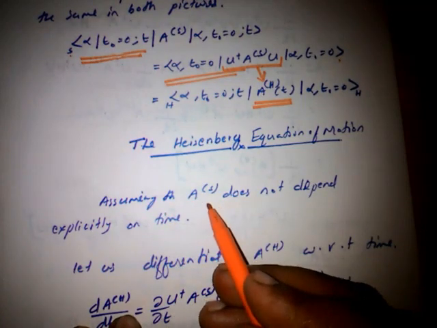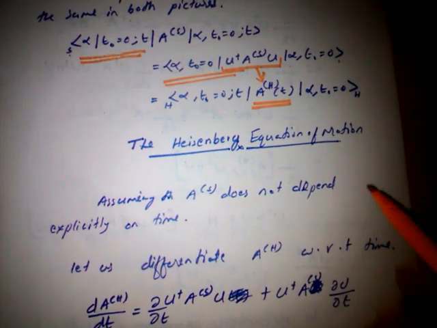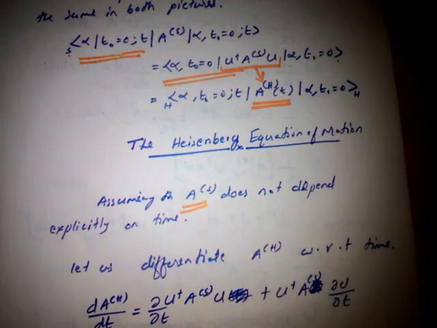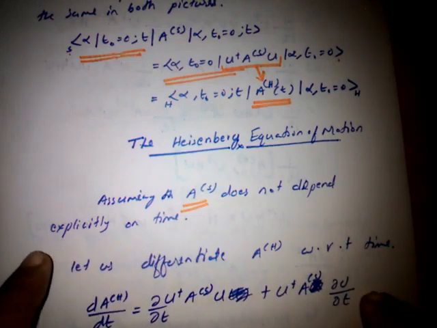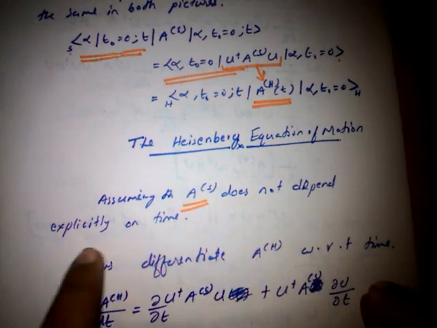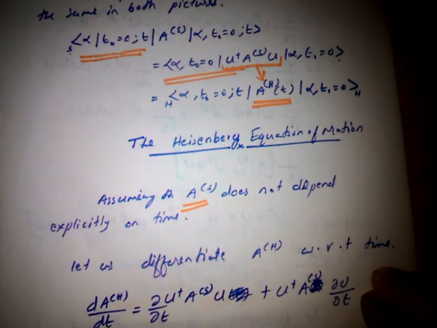Assuming A in Schrodinger's picture, the operator in Schrodinger's picture does not depend explicitly on time. That means when we are taking a partial derivative, we can take the operator A as constant. We express it in this way: it does not depend explicitly on time. So when you take the partial derivative of operator A in Schrodinger's picture, it will not change.